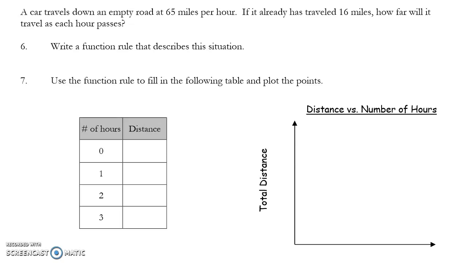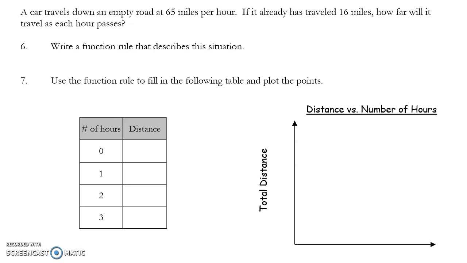Wanted to put together a quick video here on writing our function rules, filling in our tables, doing our graphic representation, and then understanding domain and range, just so you had something to look back on. So this is the second problem from our notes on day 6. A car travels down an empty road at 65 miles per hour. If it already has traveled 16 miles, how far will it travel as each hour passes?